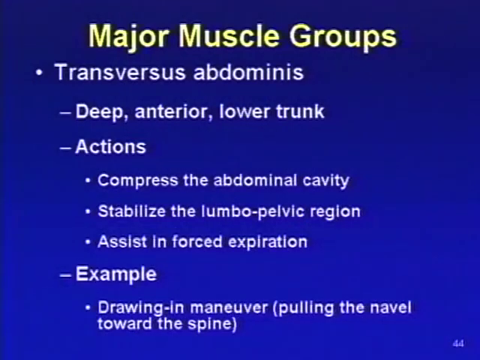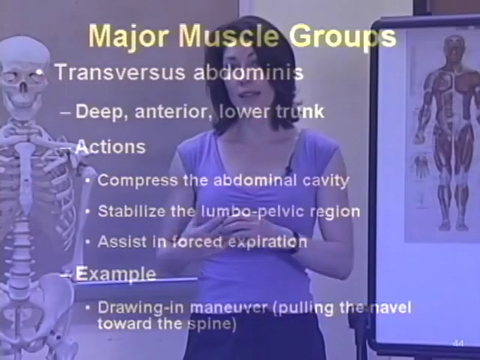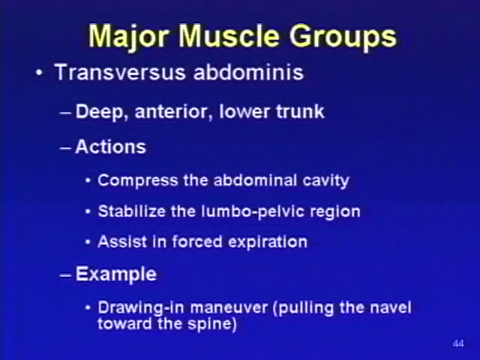So let's talk about the major actions of the Transversus Abdominis. One major action, as I just mentioned, is to compress the abdominal cavity. The next major action is to stabilize the lumbopelvic region, and that happens because it is attached to the thoracolumbar fascia, which runs in the posterior lumbar region. And finally, the Transversus Abdominis assists in forced expiration. So it can be a respiratory muscle if needed.